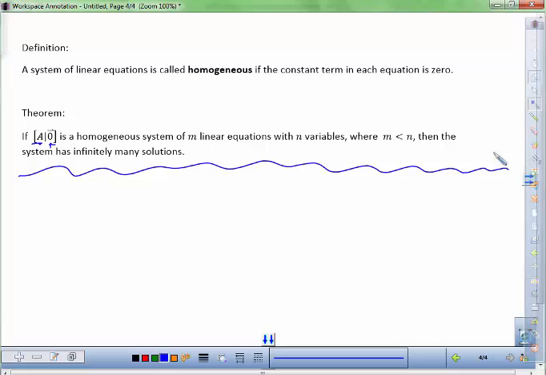And the theorem says a homogeneous system of m linear equations with n variables, if you have more variables, then the system has infinitely many solutions.